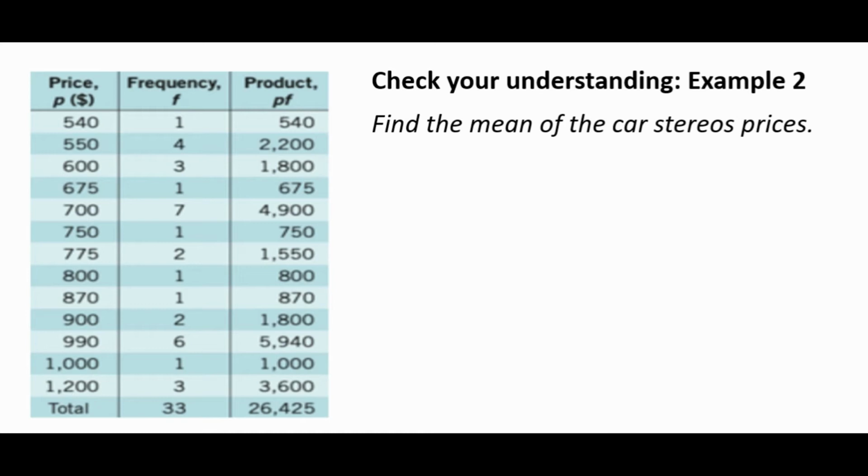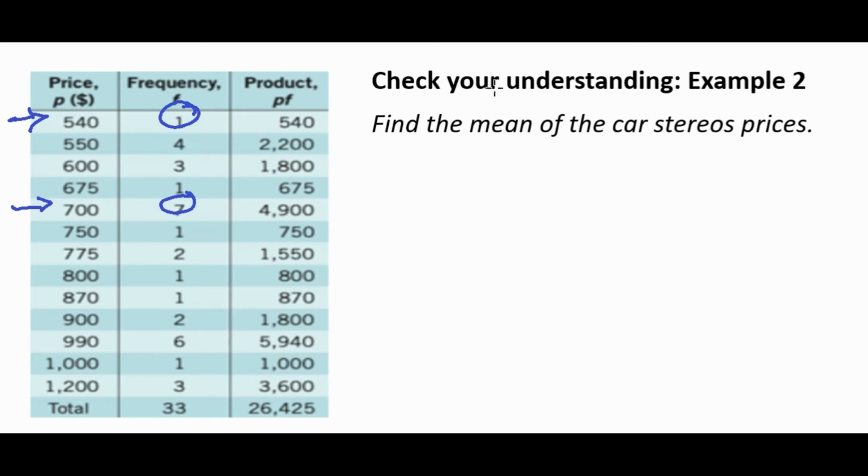What this frequency table is telling me is that for the price $540, there is one stereo. If I look at the price of $700, there are 7 different stereos that I can choose from. And the third column here is the price times the number of times it shows up. So literally it's already being added for us.